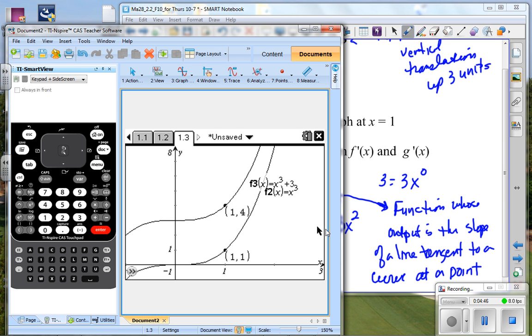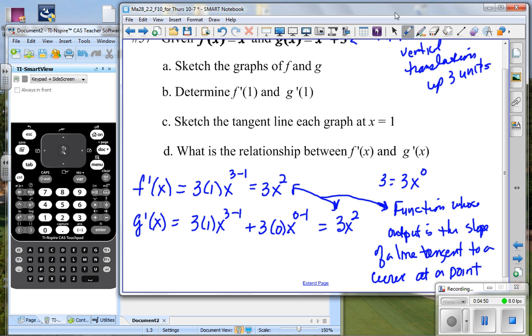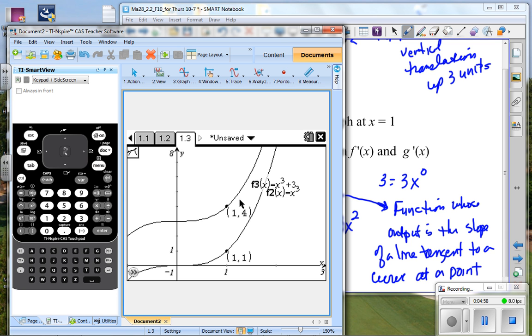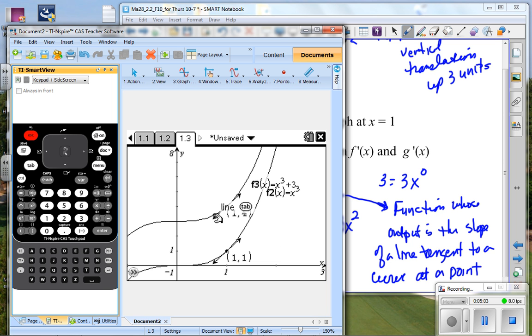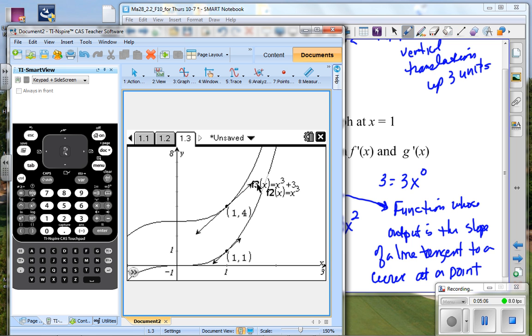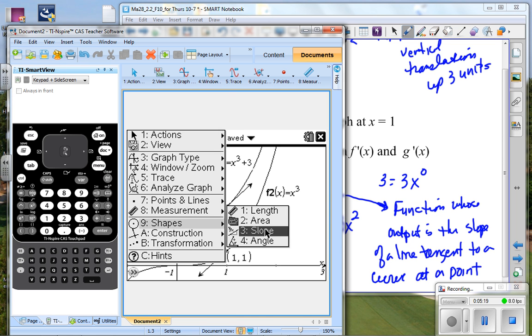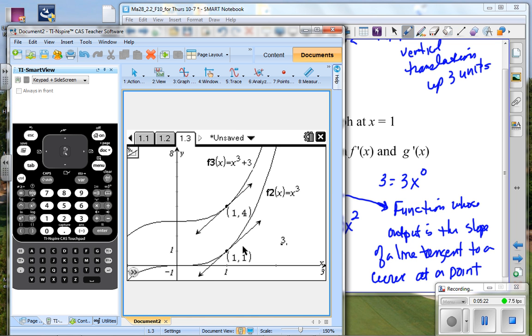We are looking at the derivative, and again the derivative is the slope of the tangent, so let's draw a tangent to each of those points. And let me extend these just a little bit. There we go. We're looking for the slope, so we will do a measurement of the slope. And the slope is 3, and the slope is 3.